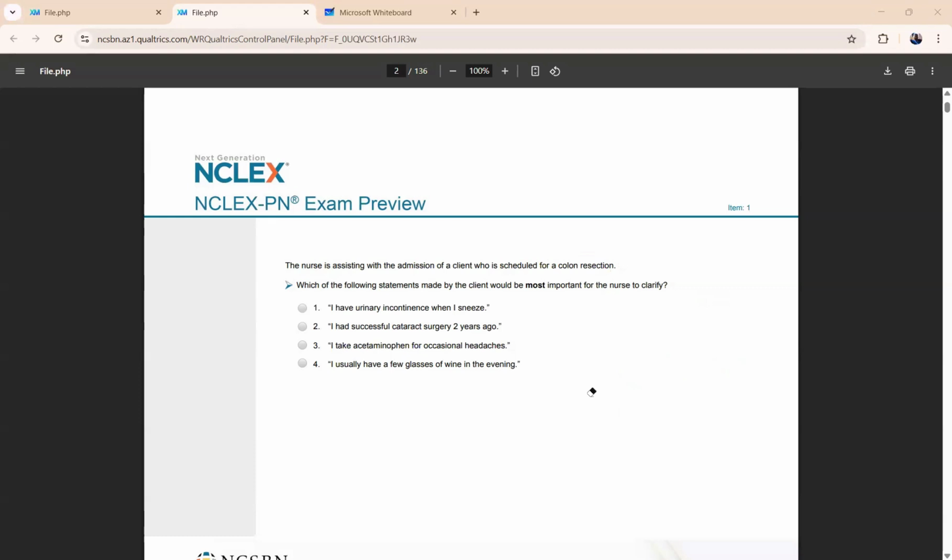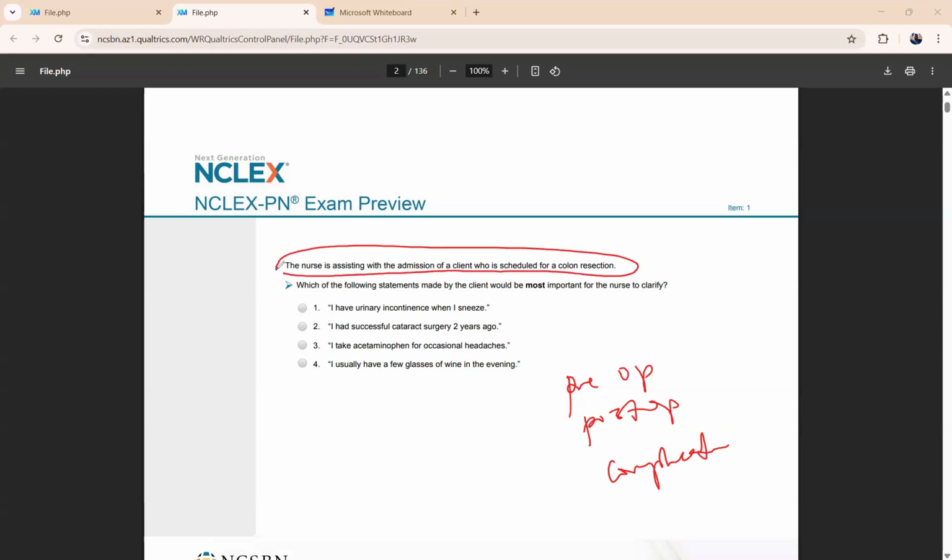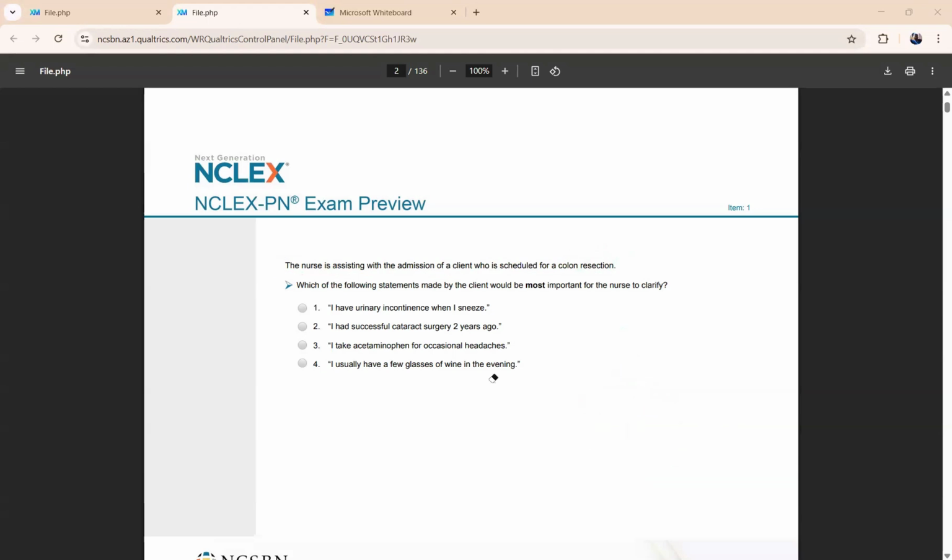Now, the way the NCLEX is going to write your question on pre-op care and post-op care will be different from the way the NCLEX is going to write the question for complication. Now, for pre-op, NCLEX most likely will write it like this. A patient is scheduled for colon resection. Right. Let us see another example.